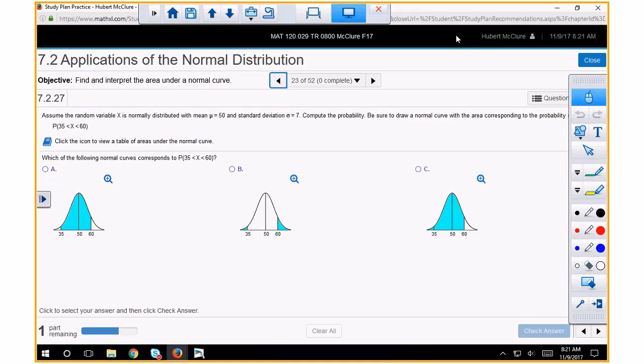Assume the random variable x is normally distributed with a mean of 50 and a standard deviation of 7. Compute the probability of the population being between 35 and 60. What is that probability?